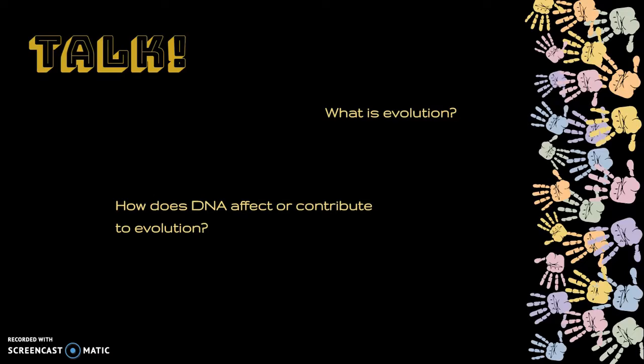So what is evolution? Well, in my bio textbook, it is defined as descent with modifications. The idea that living species are descendants of ancestral species that were different from the present day ones. Basically, we all came from something. And how does DNA affect or contribute to evolution? Well, it creates genetic differences between parent and offspring, whether they're better or worse.